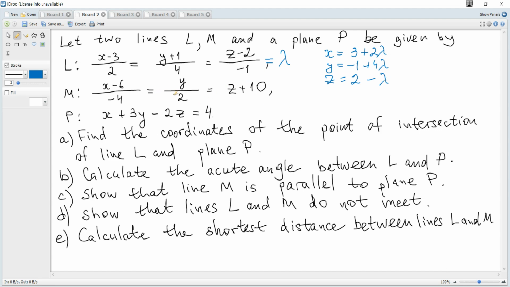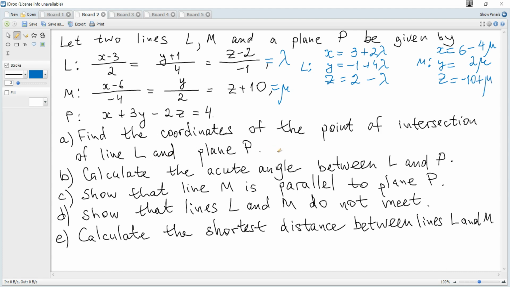And for M, it becomes x, y, z, and let the parameter be mu. So for x, it's 6 minus 4 mu. For y, it's just 2 mu, and for z, it's just -10 plus mu.